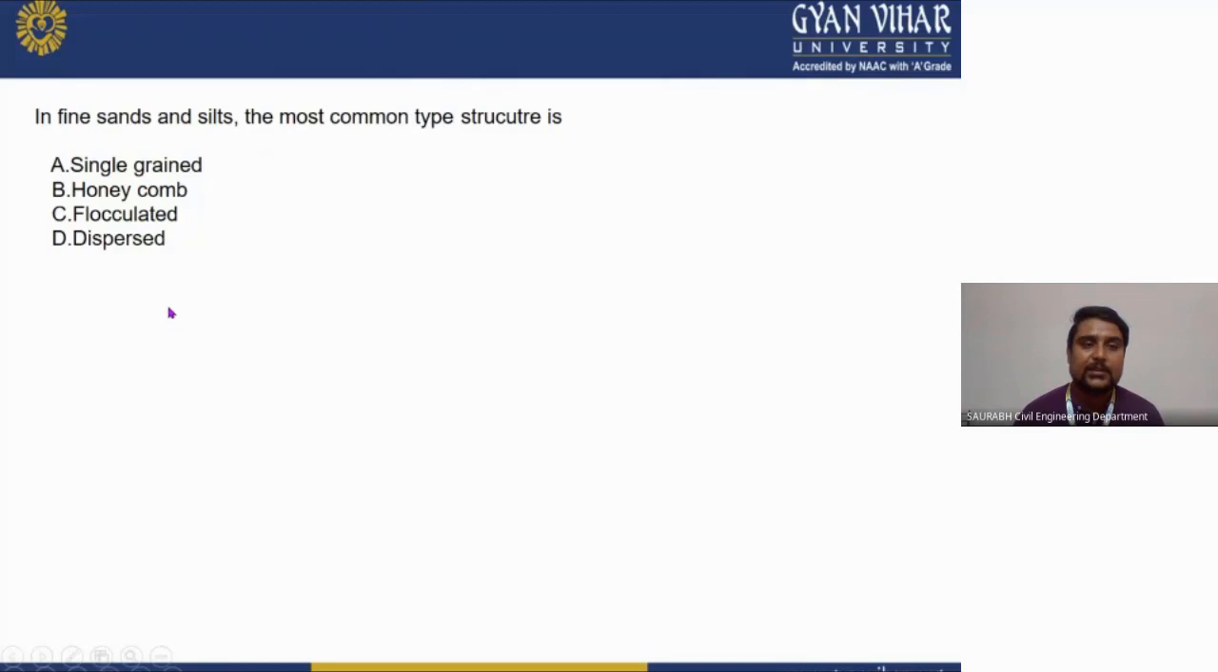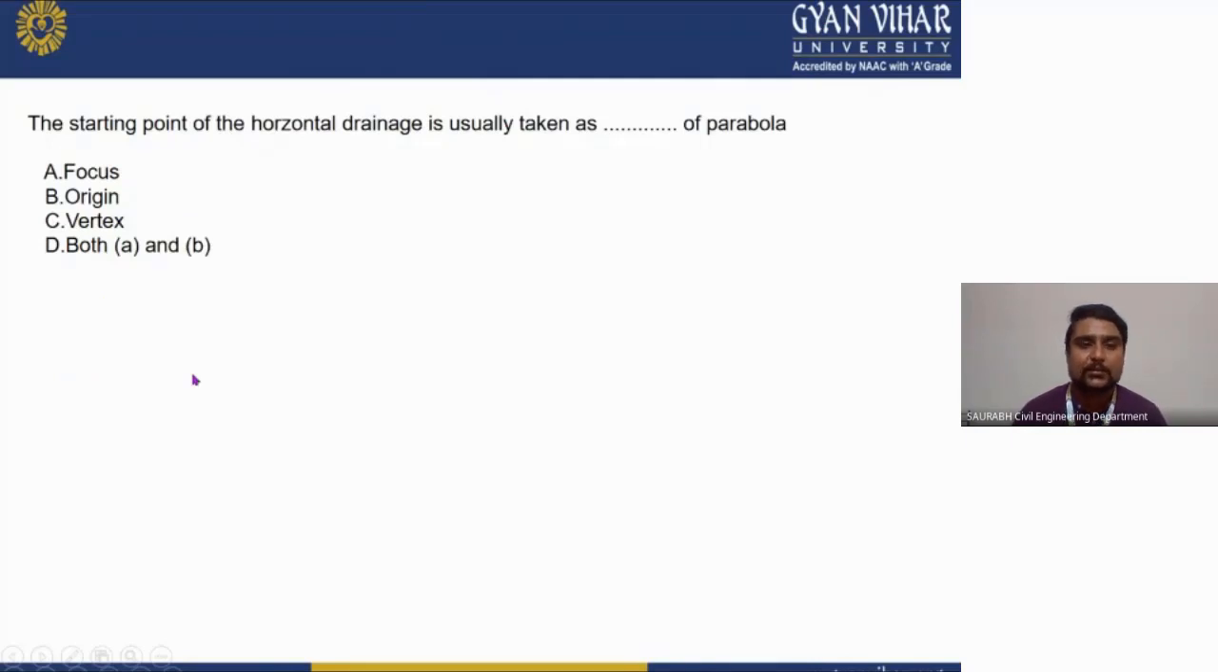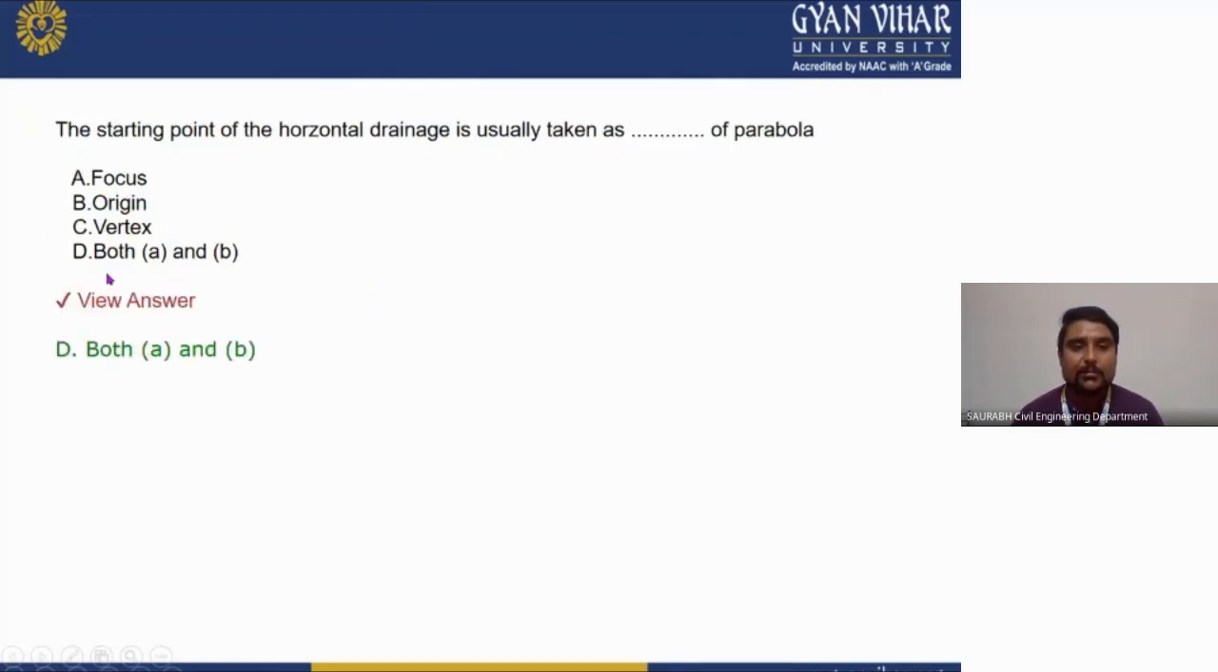So come on the next question. In fine sand and silt, the most common type of structure is what? What will be the right answer here? Single grain, honeycomb, flocculent, or dispersed? Here the right answer will be honeycomb. As you can see here, in fine sand and silt, the most common type of structure is honeycomb. And come on the next question. The starting point of a horizontal drain is usually taken as the parabola's what? The options given are focus, origin, vertex, and both A and B. Here the right answer will be both A and B.